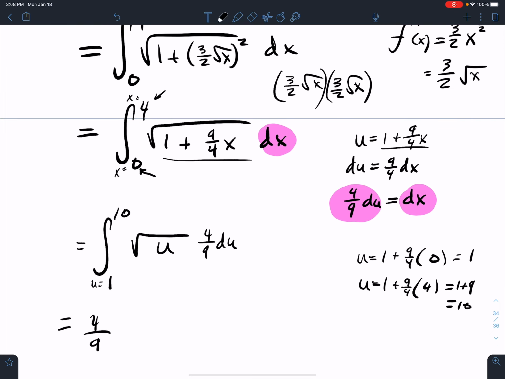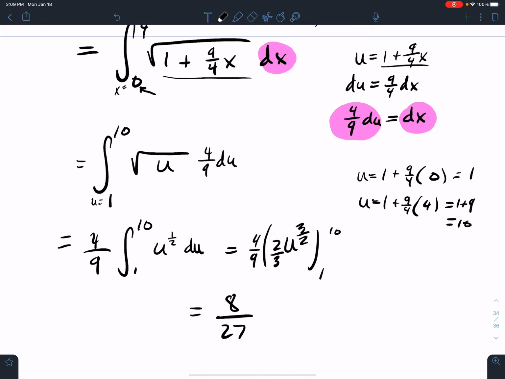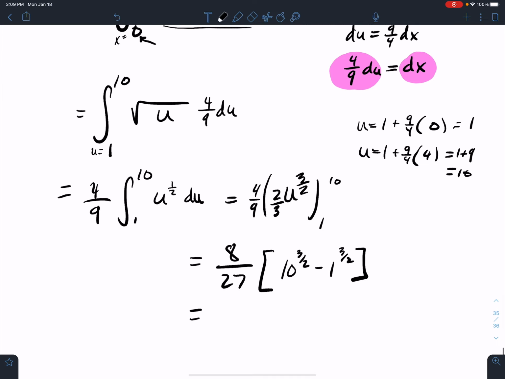So this is 4 over 9, integral 1 to 10, u to the 1/2 du. Integrate, I get u to the 3/2 over 3/2, which is 2/3 here, multiplied by 4 over 9, evaluated from 1 to 10. So this is 8 over 27, and then 10 to the 3/2 minus 1 to the 3/2, which is 8 over 27 times 10 root 10 minus 1, or roughly 9.073.